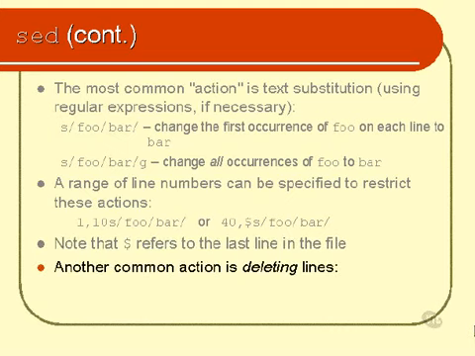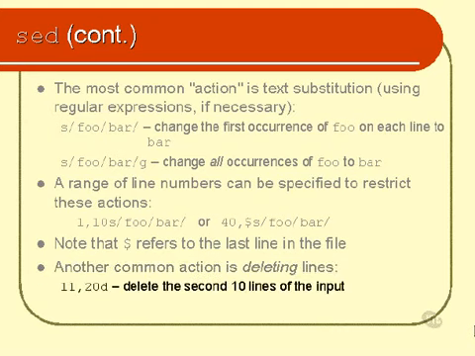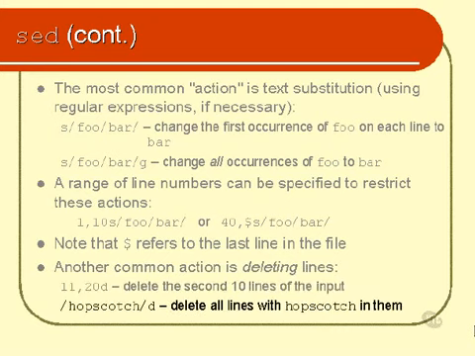A second action. I've shown you one action so far, the action of substituting. Another common action is deleting lines, and that is done like so. Delete lines 11 to 20. That's a very simple one. Or alternatively, /hopscotch/d. Delete all lines with hopscotch in them. Let's have a look at an example of that.